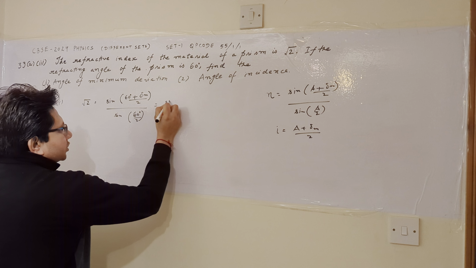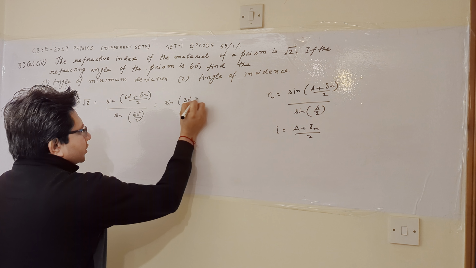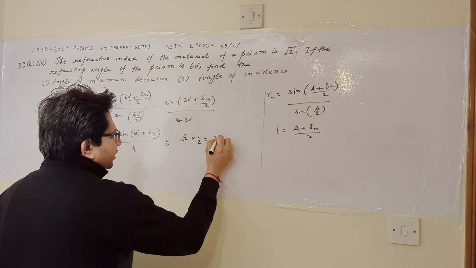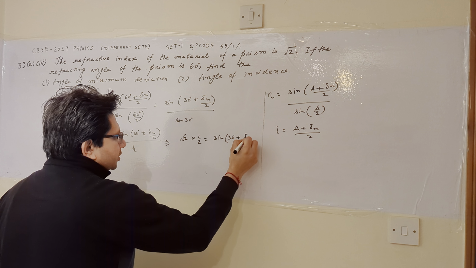So this is equal to sine of (30 degrees plus delta m) by 2 upon sine of 30 degrees. And this is equal to sine of (30 degrees plus delta m) by 2 upon 1 by 2, since sine 30 is 1 by 2. So we can say that this 1 by 2 is cross multiplied by this root 2. So this becomes square root 2 multiplied by 1 by 2 is equal to sine of (30 degrees plus delta m) by 2.